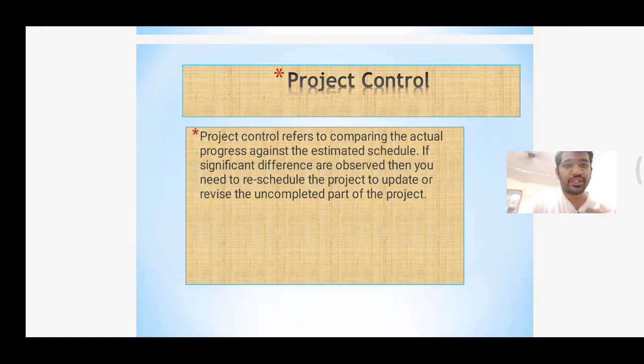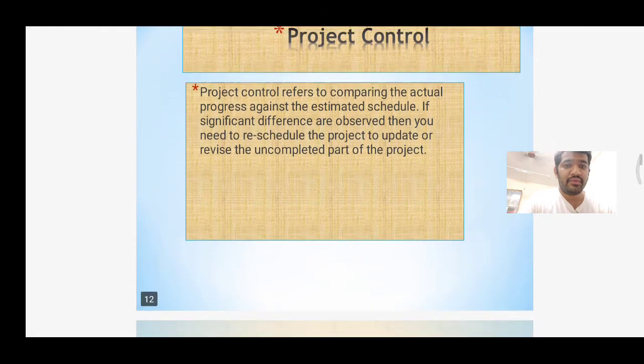Project control. Project control refers to comparing the actual program progress against the estimated schedule. If significant differences are observed, then you need to reschedule the project to update or revise the uncompleted part of the project.